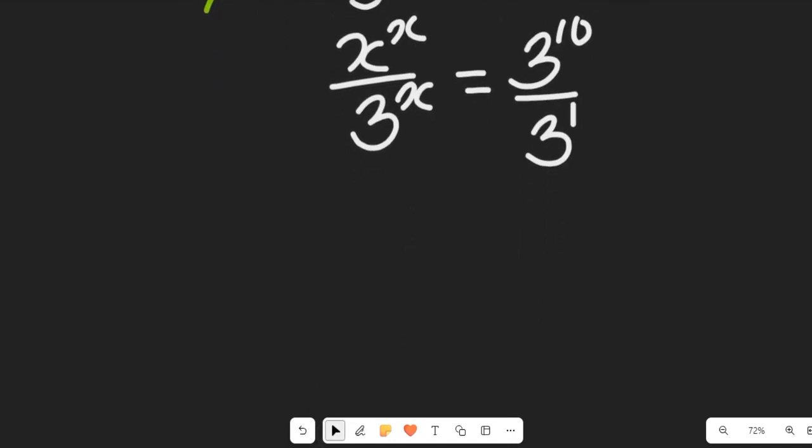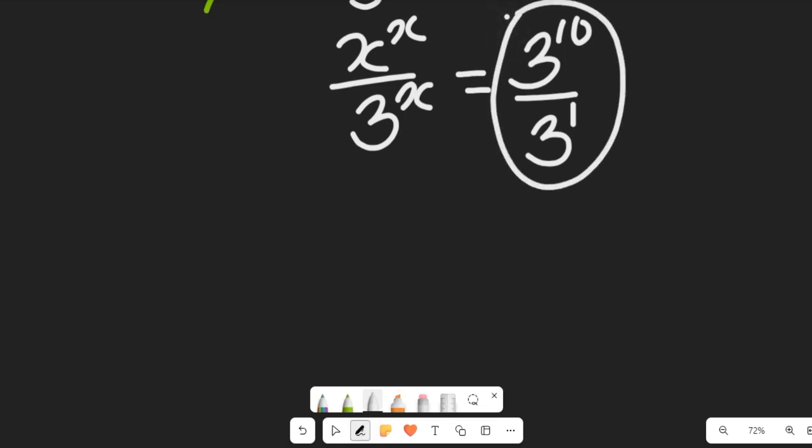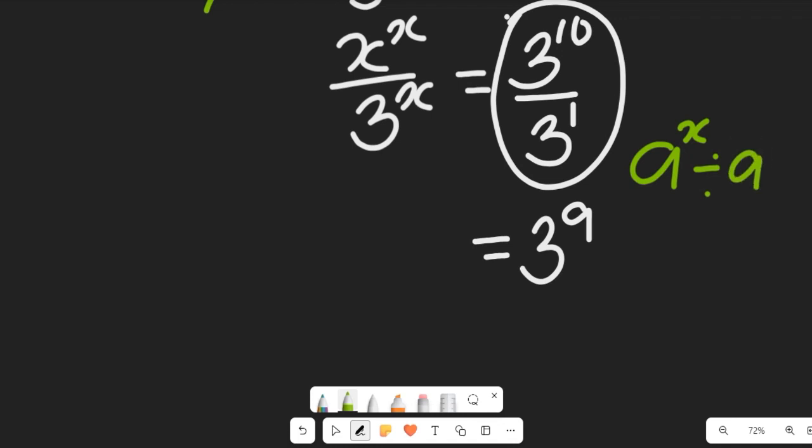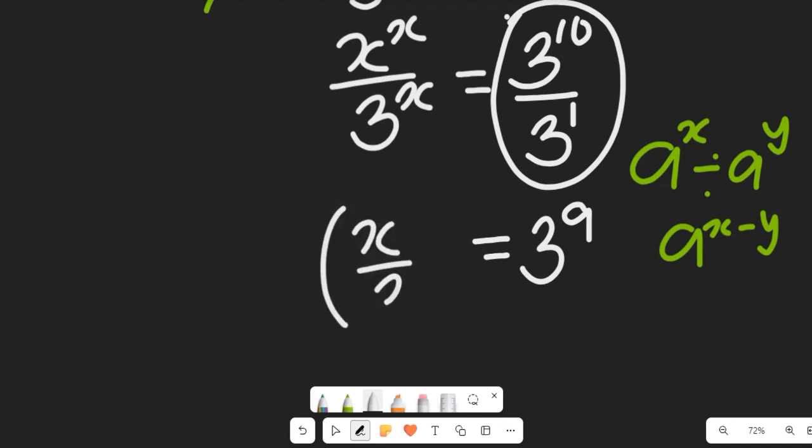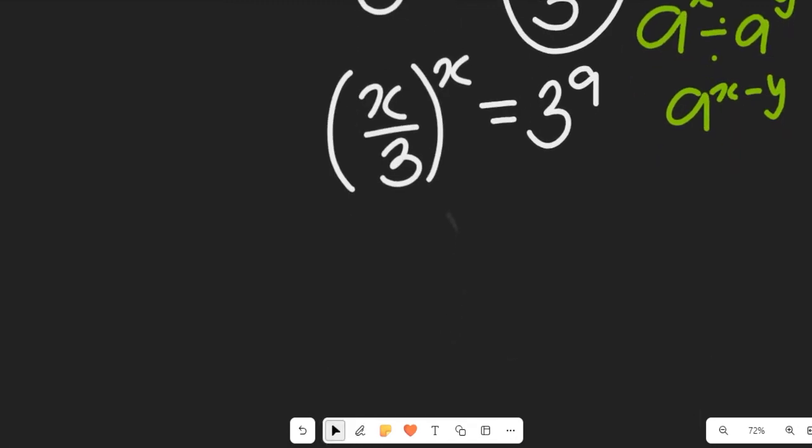Now, according to the division law of indices, this expression can simply be simplified to give us 3 to the power of 9. Recall that law of indices: if you have a to the power of x divided by a to the power of y, this can simply give us a to the power of x minus y, right? So this expression is now going to give us x divided by 3, all to the power of x, because they have the same power.